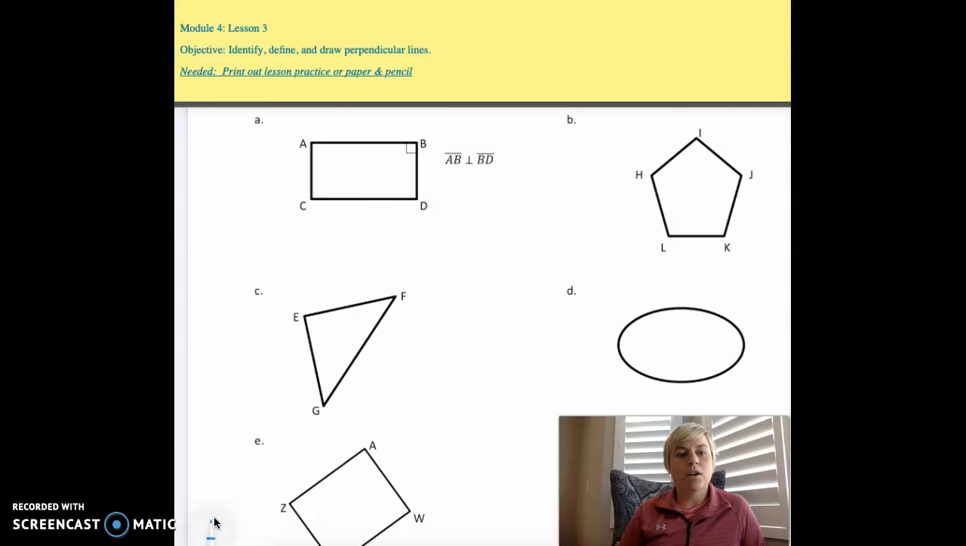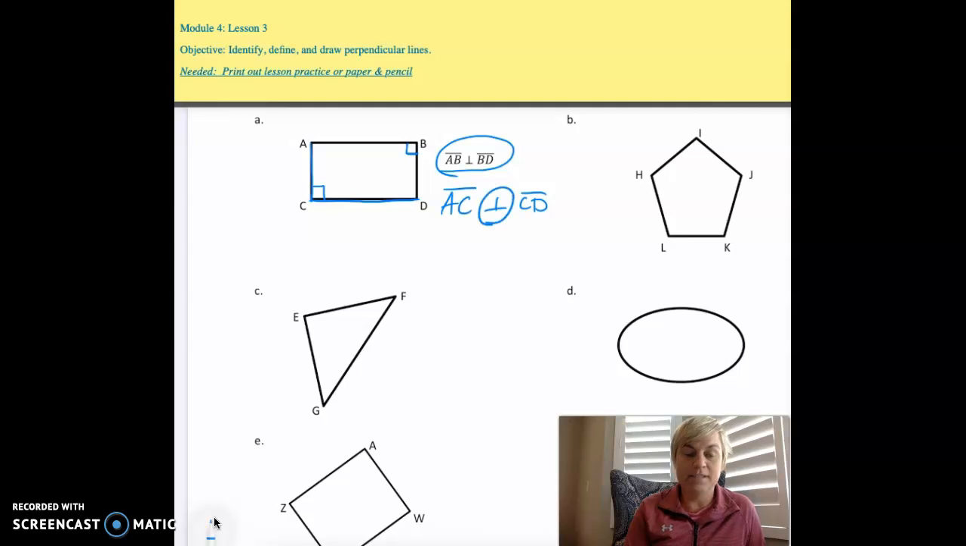So we are going to mark the perpendicular lines for each shape and write down which lines are perpendicular to each other. They've already done A and B is perpendicular to B and D. So that means A and B, B and D, those are perpendicular. Then they put the square to show that that is a right angle. Where else would be a right angle? Well, how about right here? A, C, and CD. So we're going to write line AC is perpendicular to line CD. And this symbol means perpendicular.